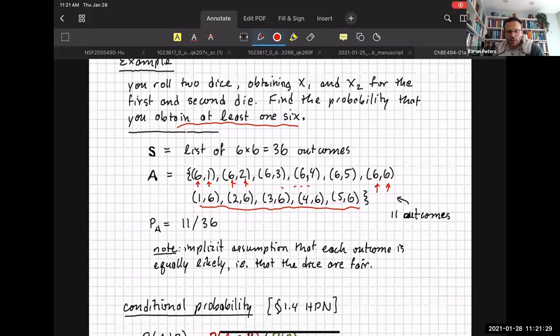The implicit assumption that we're probably all comfortable with making is that each of these outcomes is equally likely, which is basically another way to say that the dice were fair. We don't have any weighted die in our casino.